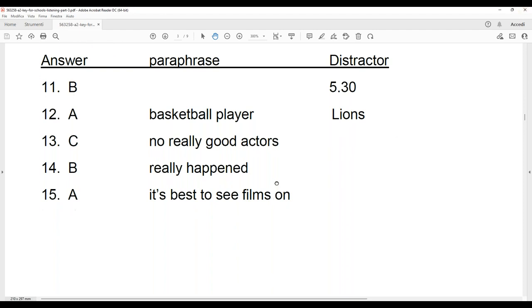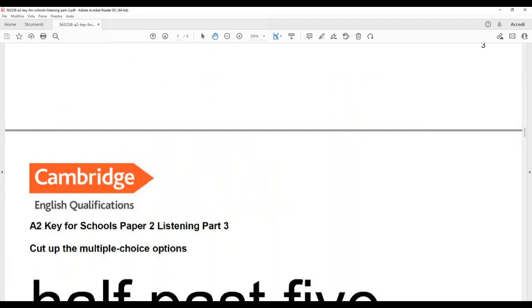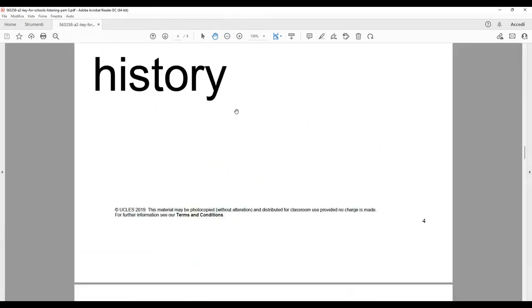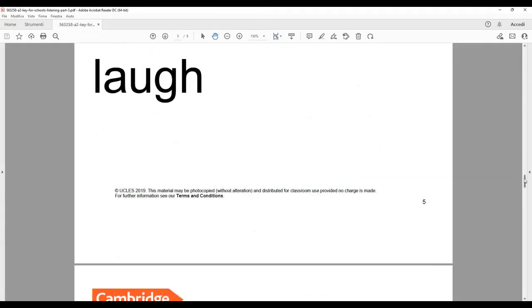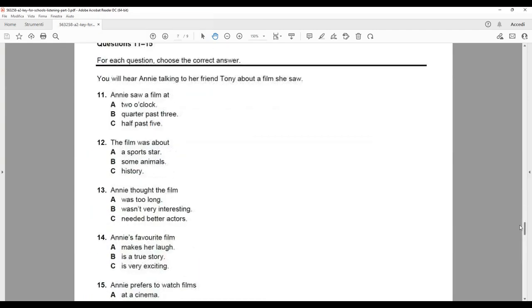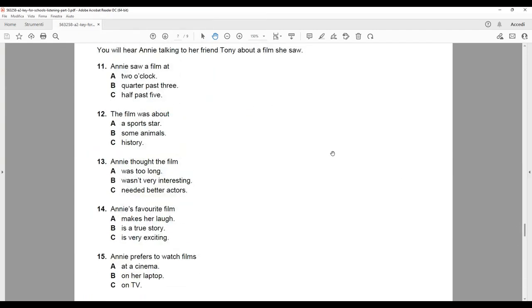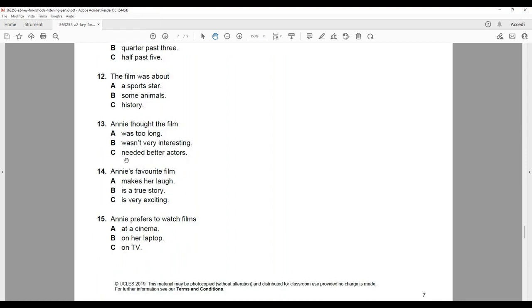So let's go back to those questions and see them one more time. Okay, let me do this a little faster. There we go. So 11 was B, 3:15. Yes, 3:15. 12A, a sports star, basketball, if I'm correct, right? 13 was C, needed better actors. That was her opinion, right? The film needed better actors.